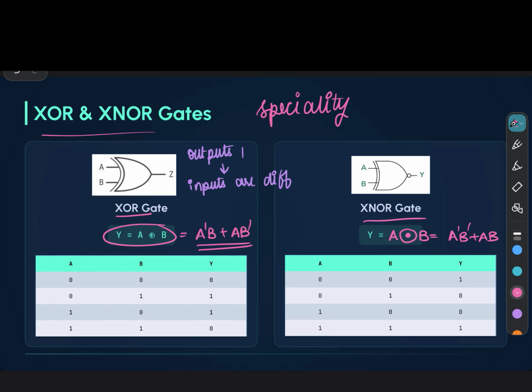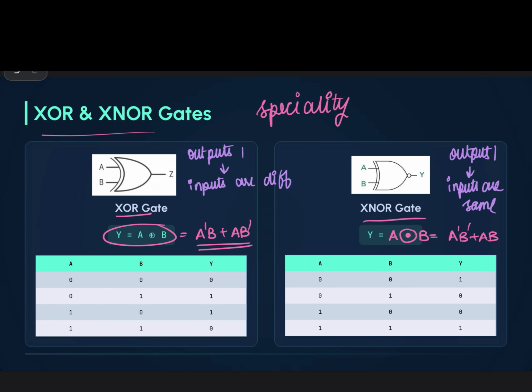Okay, now here it is simple. It outputs 1 when inputs are the same. When inputs are the same, it outputs 1, the opposite of what we learned here. So when inputs are the same, it outputs 1.